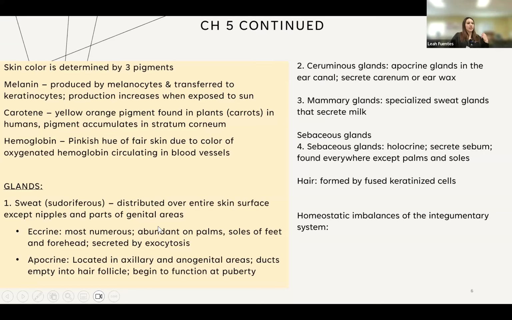Okay, and then second, we have apocrine. This is located in the axillary and anogenital areas. The ducts empty into a hair follicle, and this begins to function at puberty age. And these are the sweat glands that stink, that produce body odor.